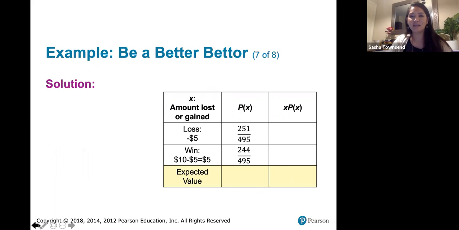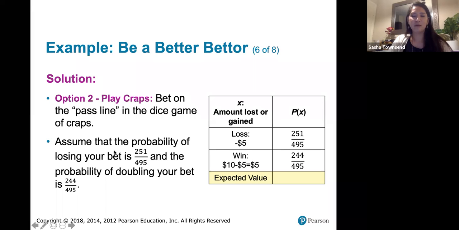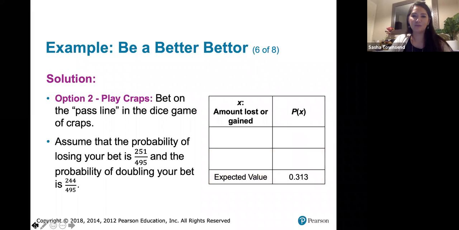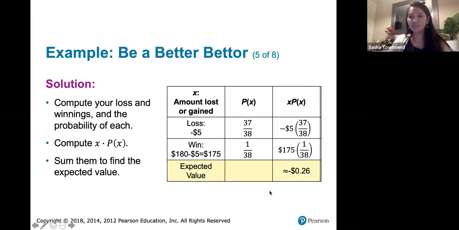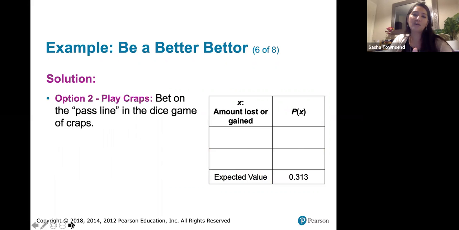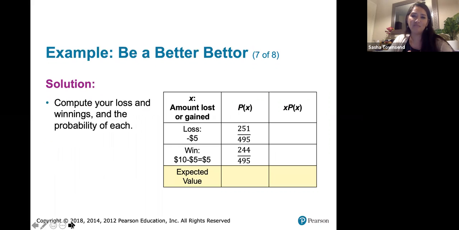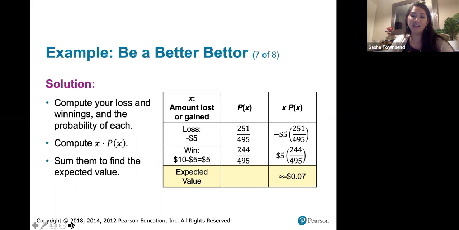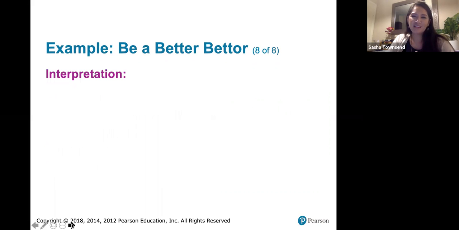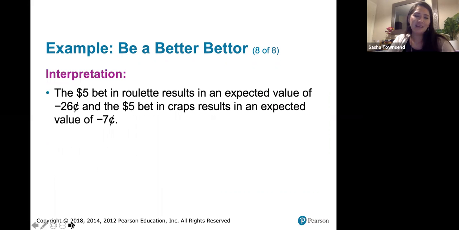And if you're betting on a single number on that roulette wheel, you're going to lose 26 cents every time. So now you have to ask yourself, would I rather lose 26 cents every time I play or 7 cents every time I play? And I think everybody would rather lose 7 cents, because you're comparing that negative 7 cents and that negative 26 cents to each other.